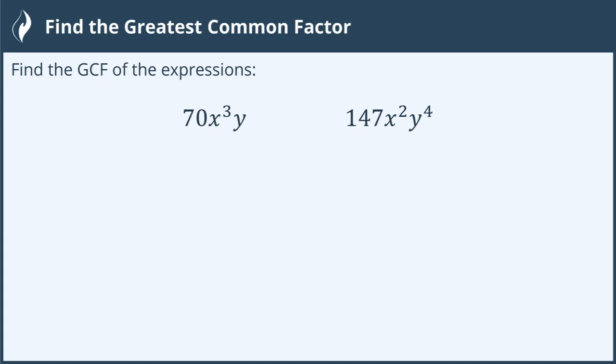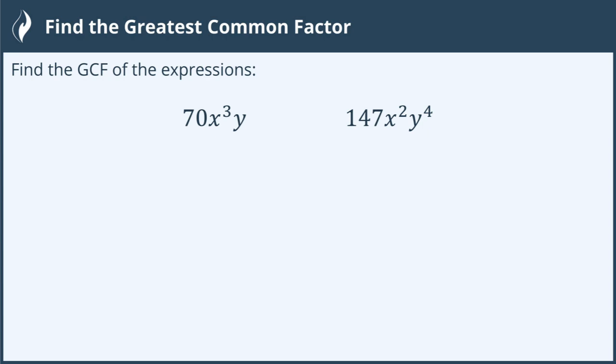So what we're going to do is find the greatest common factor of two terms. Our first term is 70x^3y, and our second term is 147x^2y^4. The easy part is the variables, so I'm going to start with the easy part.